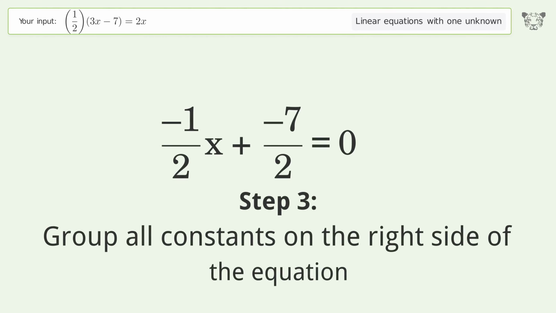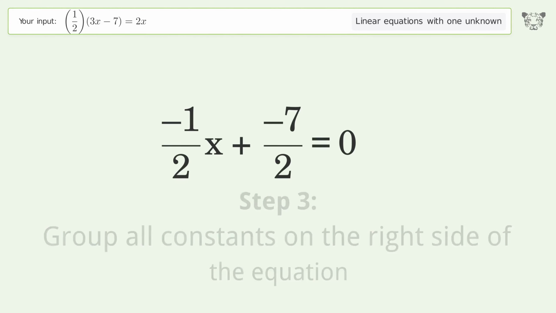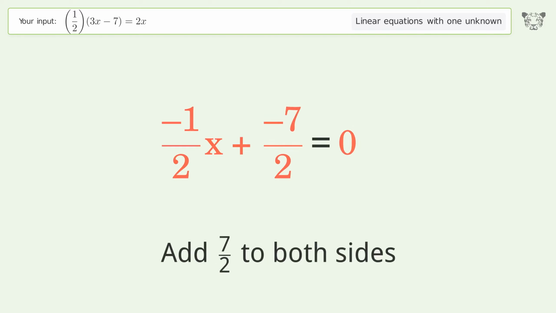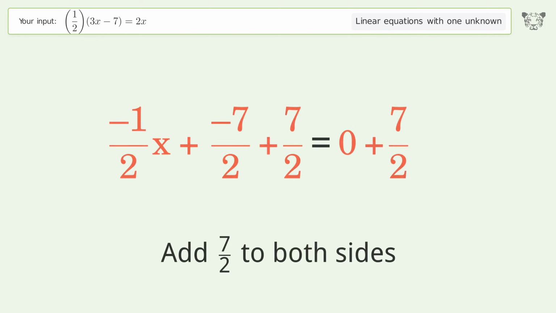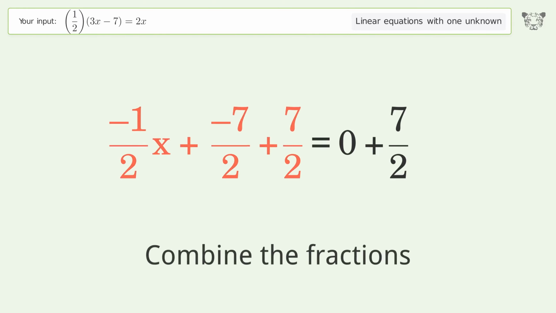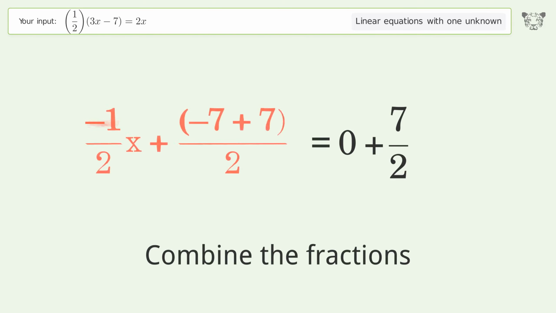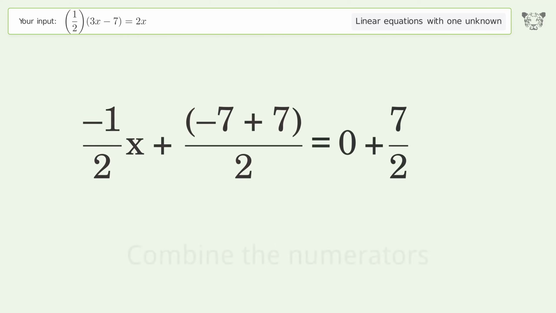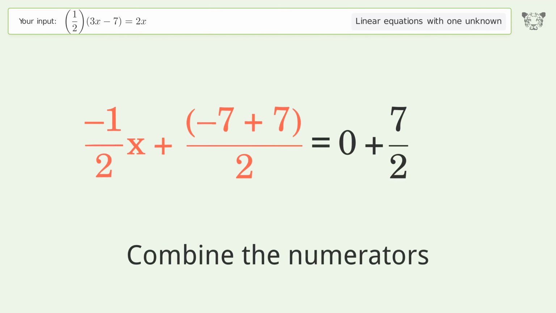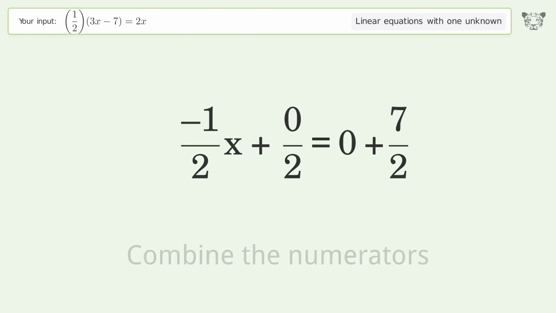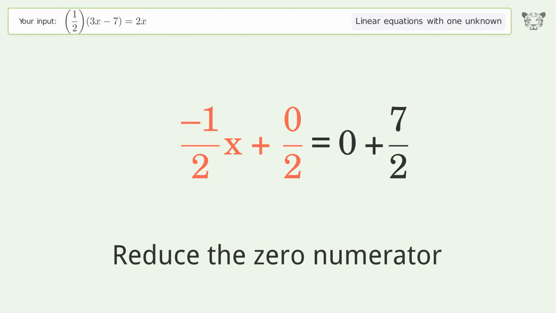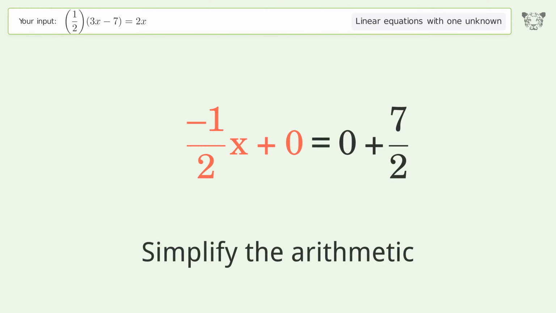Group all constants on the right side of the equation. Add 7/2 to both sides. Combine the fractions. Combine the numerators. Reduce the zero numerator. Simplify the arithmetic.